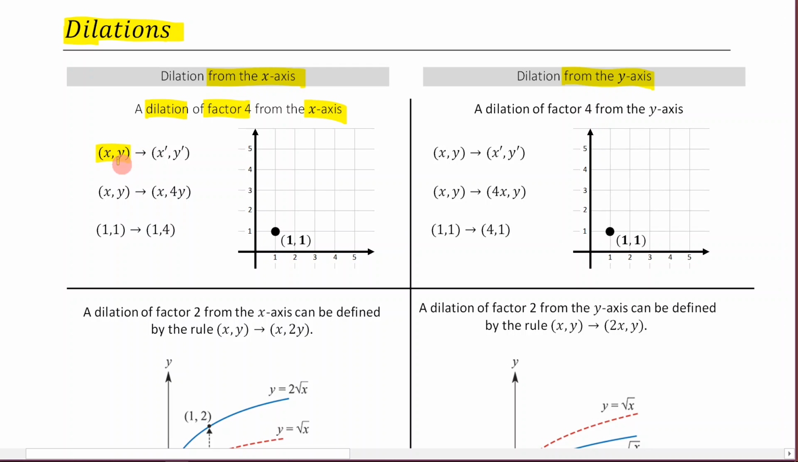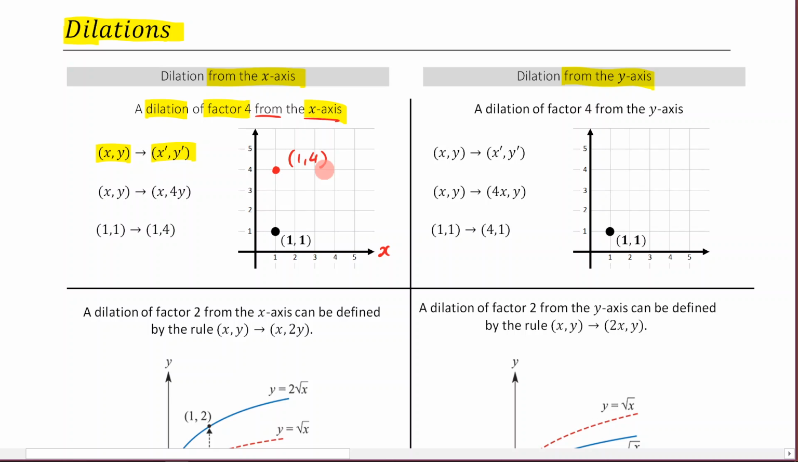So we say we start with a point x, y, and then x dash, y dash represents our new point. Now, this 1, 1 represents x, y. It's where we're starting from. Now, we're going to apply a dilation of a factor of 4 from the x-axis. If I'm dilating from the x-axis, what that means is that this point is going to be pushed away from the x-axis. So remember, this is my x-axis, and I'm pushing it away from the x-axis by a factor of 4. So it's going to end up here. And the new coordinate is going to be 1, 4.